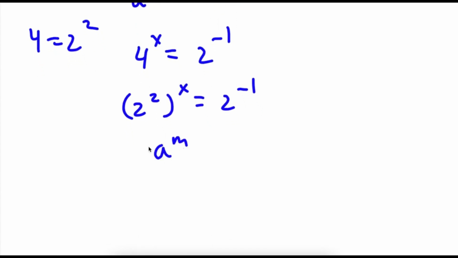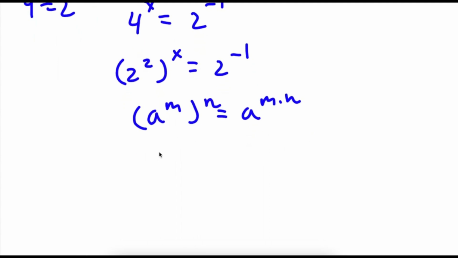Now if I have something in the form a to the power of m to the power of n, this is equal to a to the power of m times n. So 2 to the power of 2, to the power of x, will equal 2 to the power of 2 times x, which is simply 2x, and this equals 2 to the power of negative 1.